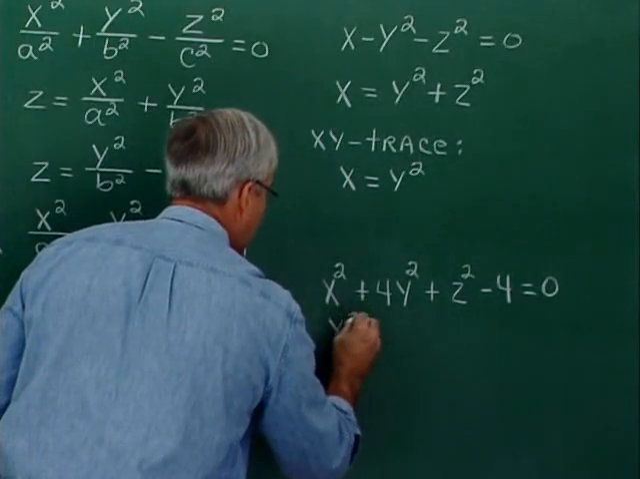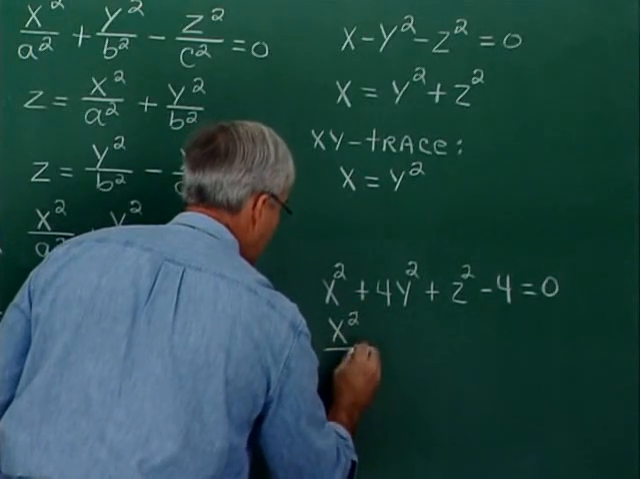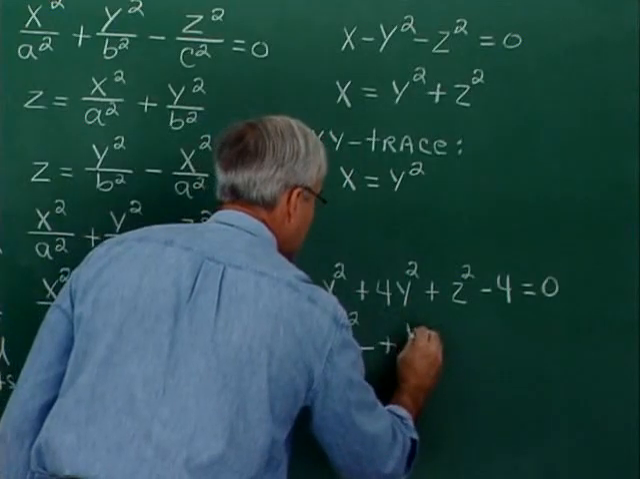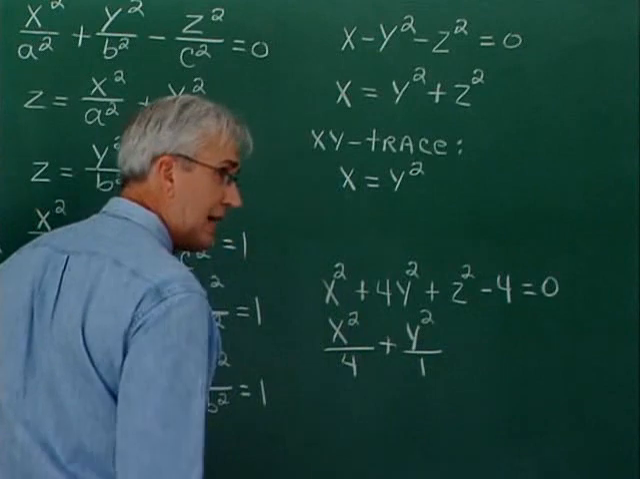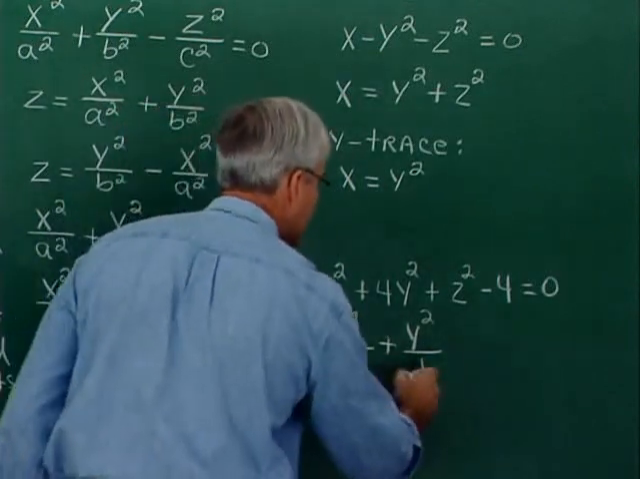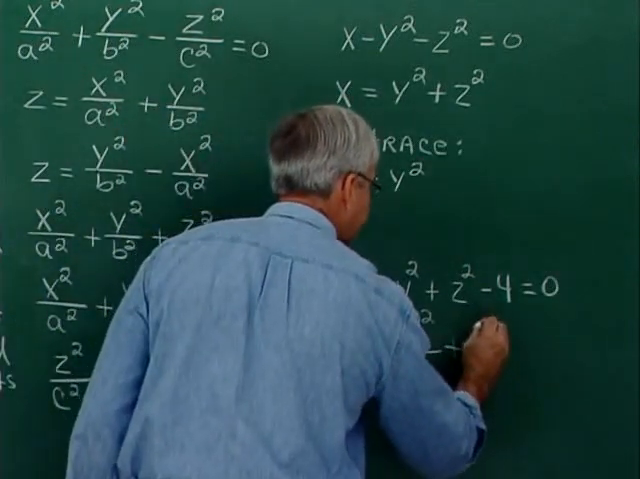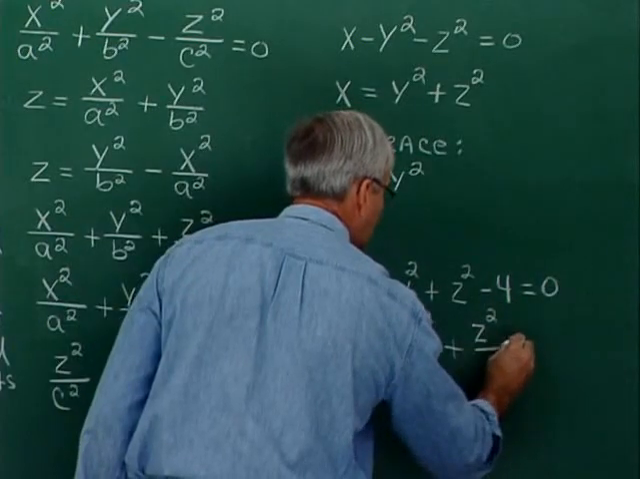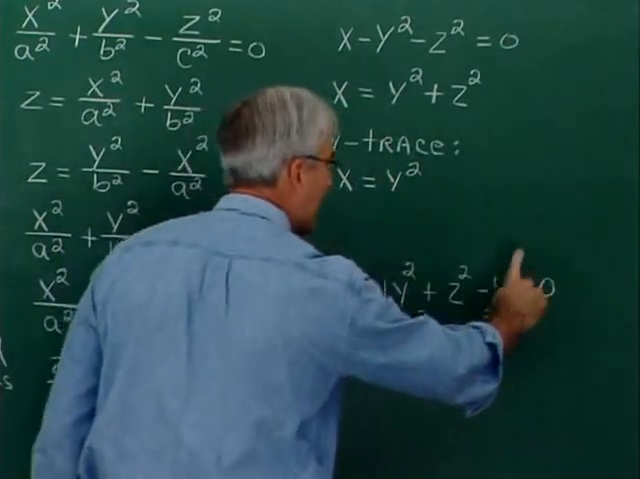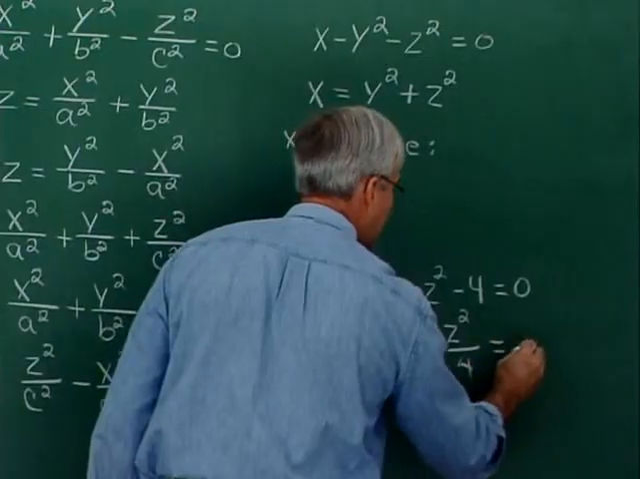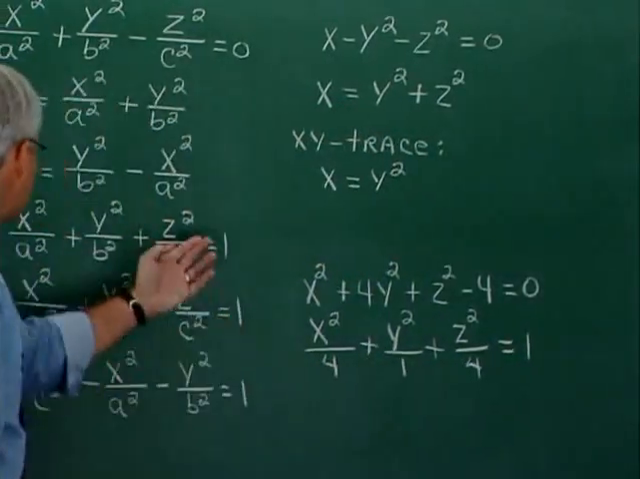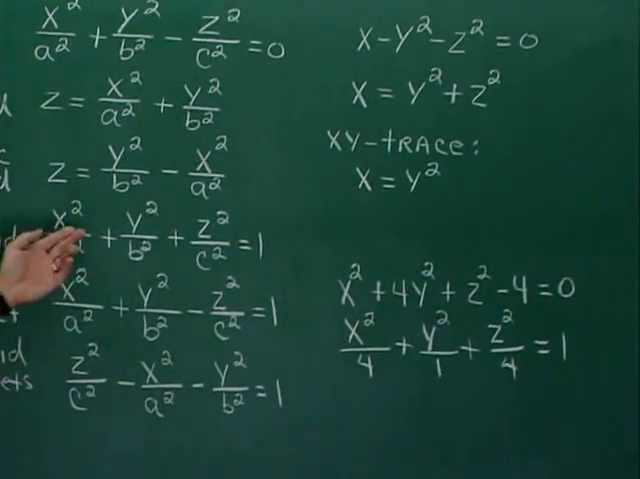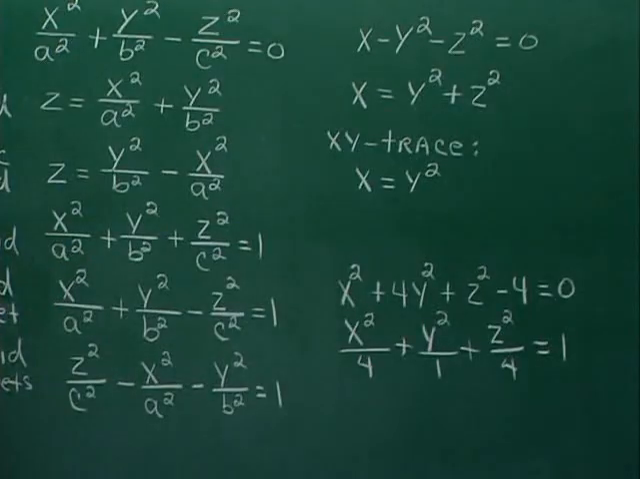We would have x squared over 4. When we divide this by 4, we get y squared over understood 1. And I'm going to emphasize the fraction idea with this. And then plus z squared over 4. And remember, we added 4 to put it on the right side. When we divide by 4, it becomes 1. So now we have exactly the form that appears in this equation, and this is the equation corresponding with an ellipsoid. So that's the equation of an ellipsoid.